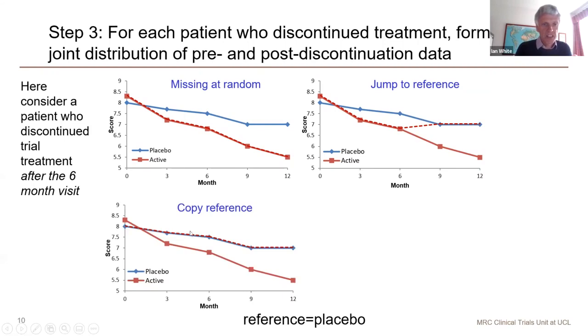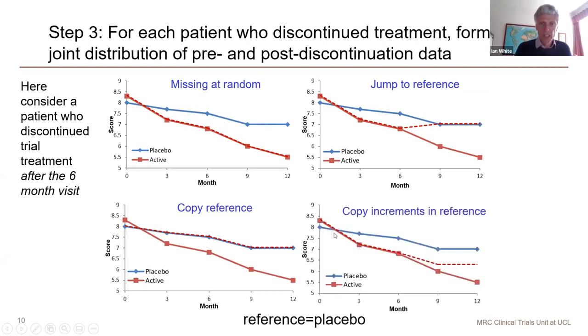Copy reference says we simply assume that they follow the placebo, the reference trajectory, even in the past as well as in the future. And copy increments in reference says that they follow their treatment group profile in the past, and then they continue parallel to the placebo group. So this is especially relevant in a situation as here, where the treatment effect seems to be increasing over time.